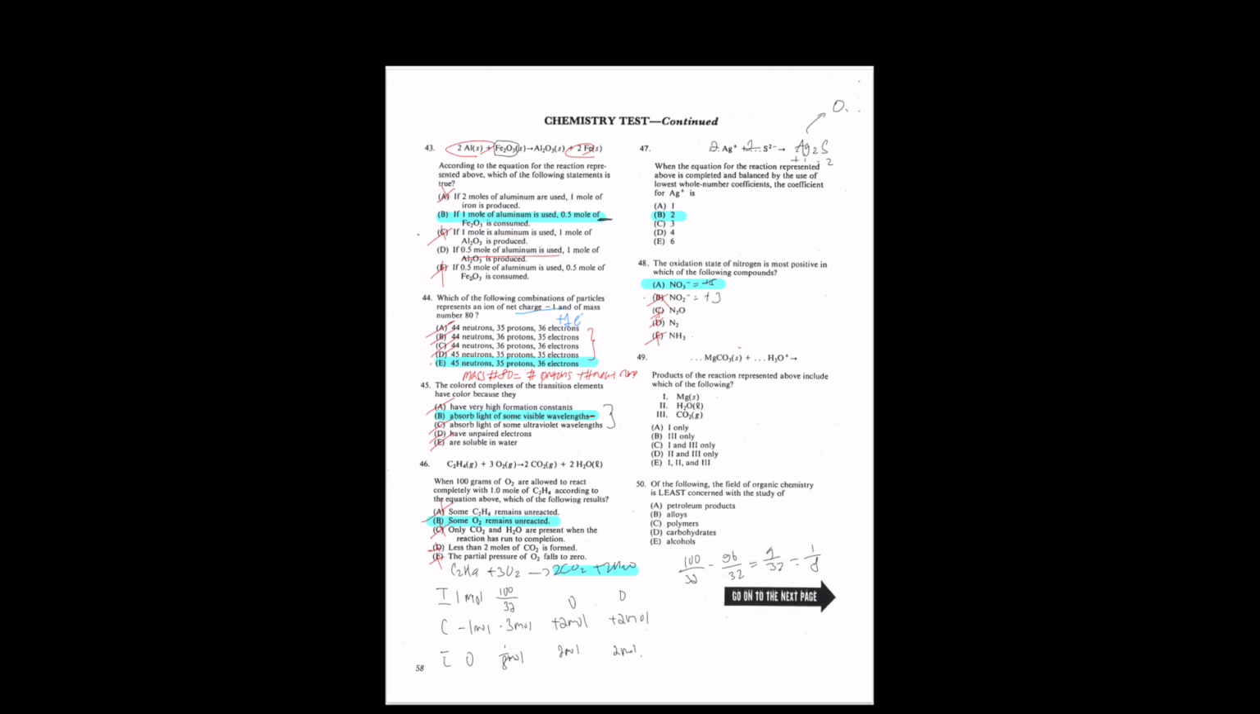49. Products of the reaction represented above include which of the following? So here we see a reaction between an acid, or a hydronium ion, and a carbonate. So let's see what happens when an acid and a carbonate react. So basically acid plus carbonate produce water, salt, and CO2.